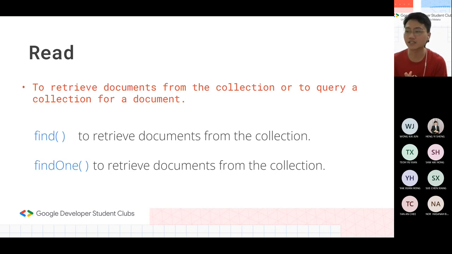And then the second one is find one. It retrieves documents from the collection, but it will just retrieve the first document that is inside the collection. Or if you want to specify some conditions, you can write some condition inside your find function, and you can retrieve the documents with more specific conditions that you need to know about the document inside the database. We will see the conditions later when you want to do some read operations.